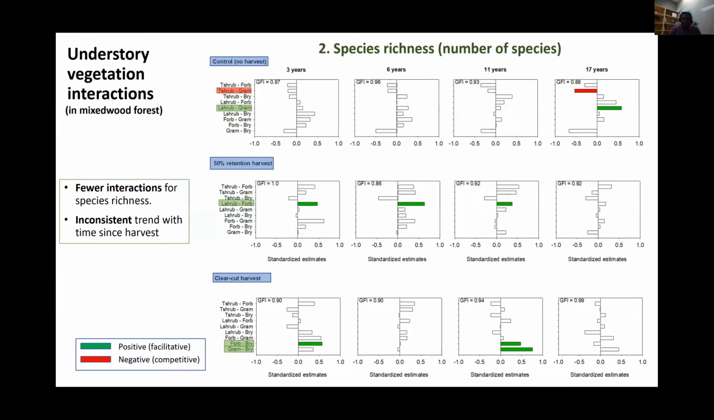And we look at species richness. Frankly, we weren't expecting much because interactions are mostly strongly captured with species abundance, not so for species richness. And we see fewer interactions. But then again, if you look up here in the control treatment, there's negative interactions between the tall shrubs and the graminoids.